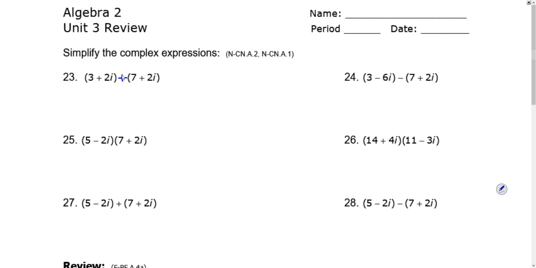So when we're adding, you can think of this as being a positive 1, and we distribute it to the right. So this gives us positive 7 plus 2i. And then on the first part, we can just bring that down, 3 plus 2i. Then it's all about combining like terms. So we add the real part with the real part, so 3 plus 7 is 10. And then the imaginary part with the imaginary part.